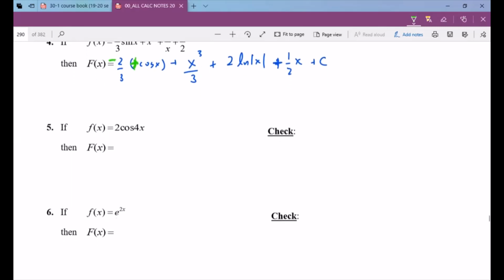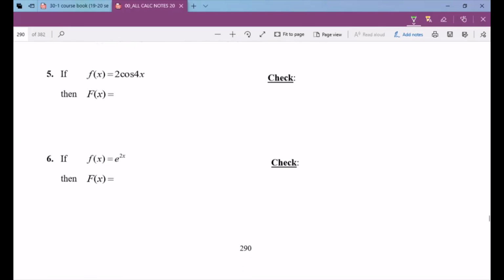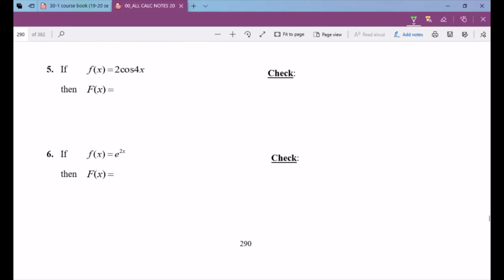All right, number 5. Okay, so this steps up a little bit here. Now we've got some chain rule going on. I'll differentiate. I take the antiderivative of cos 4x. This 2 just sits here. Cosine 4x. Cos is the derivative of sine, so this would have been sine 4x.